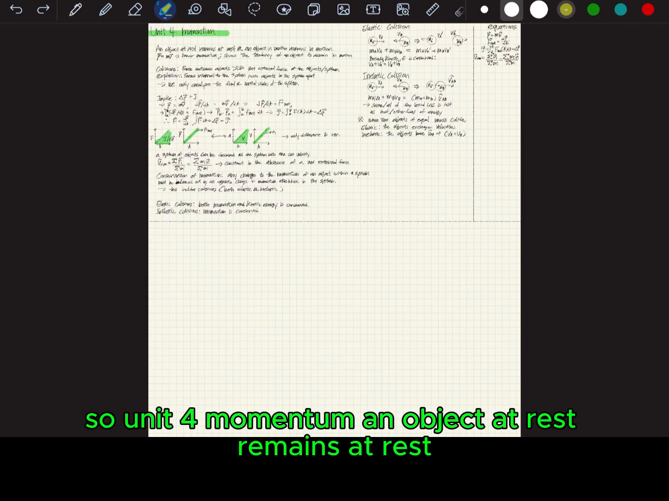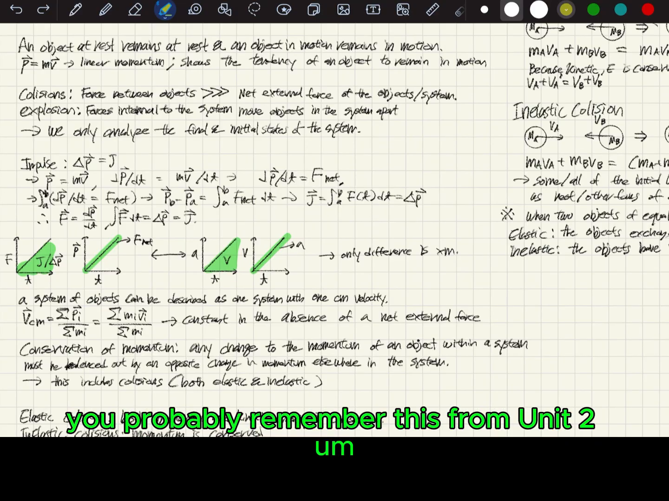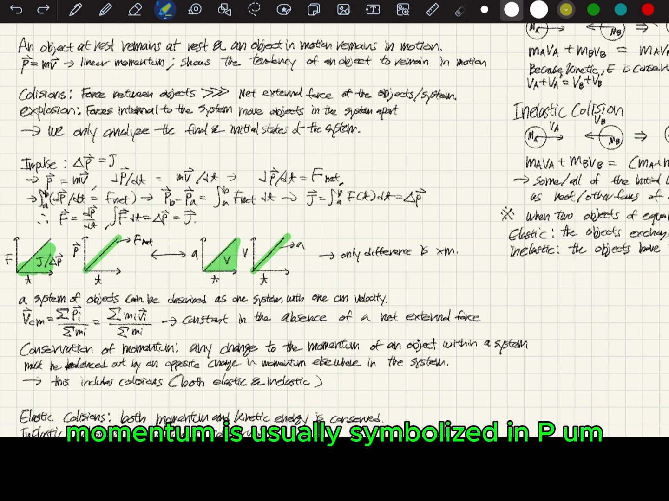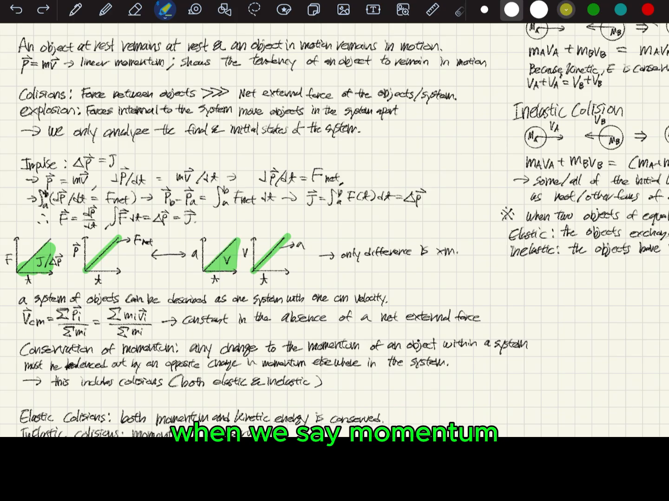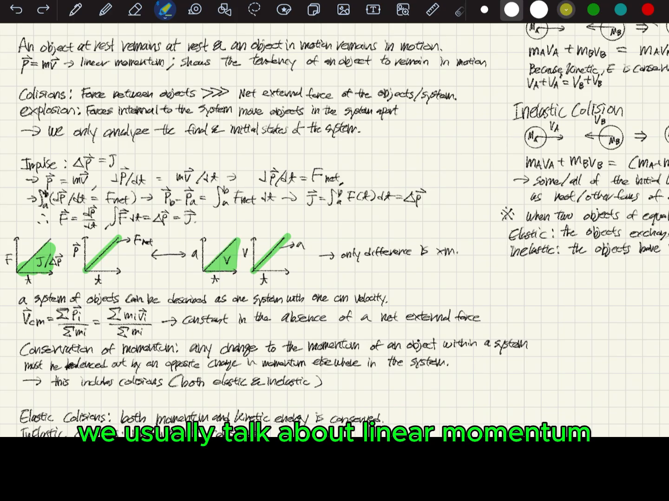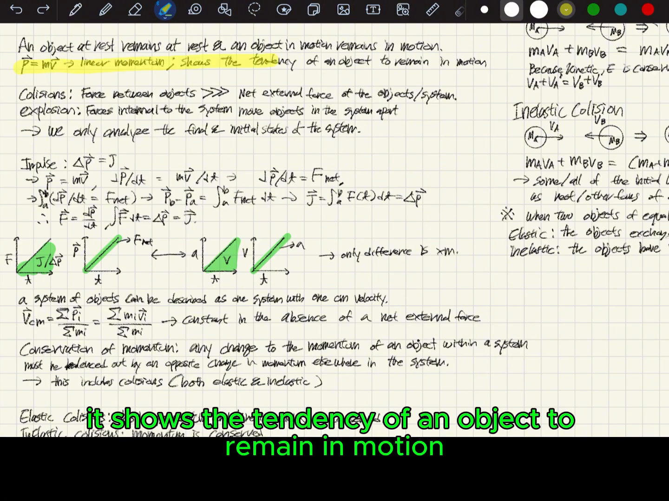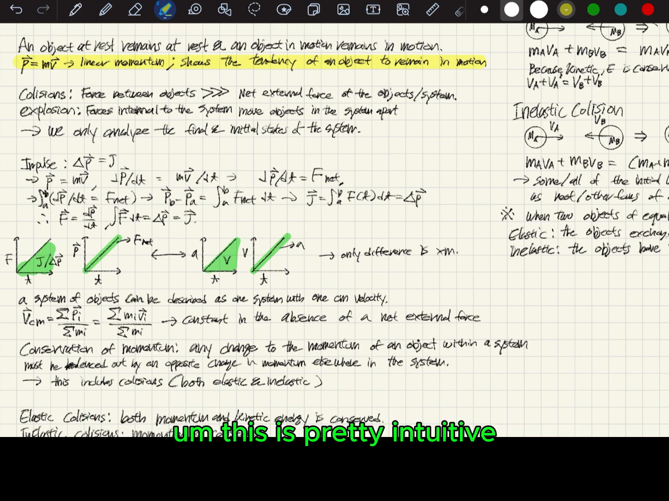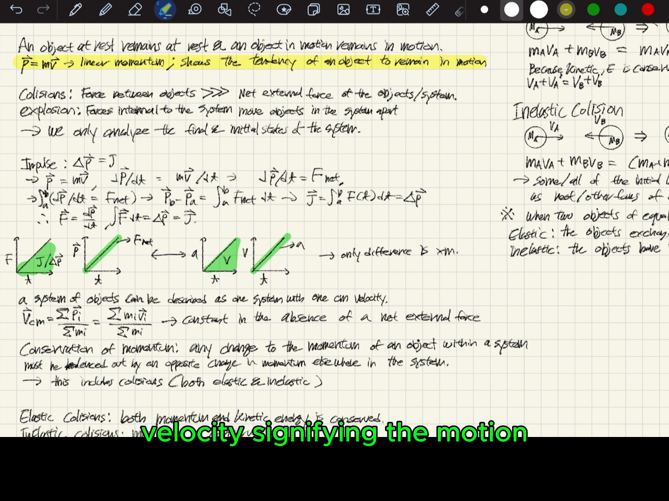So, Unit 4, Momentum. An object at rest remains at rest, and an object in motion remains in motion. You probably remember this from Unit 2. Momentum is usually symbolized by P, and this usually signifies linear momentum. When we say momentum, we usually talk about linear momentum. When we want to say something else, like rotational momentum, we say so. It shows the tendency of an object to remain in motion. This is pretty intuitive because you multiply the mass with the velocity, the velocity signifying the motion, the mass signifying the object.